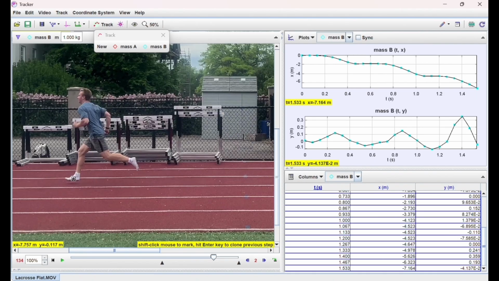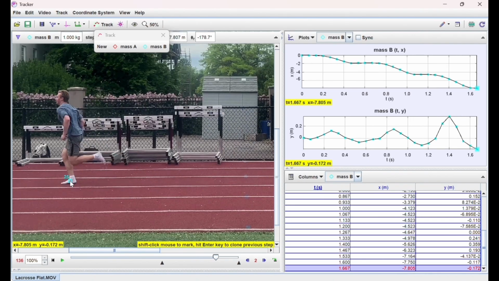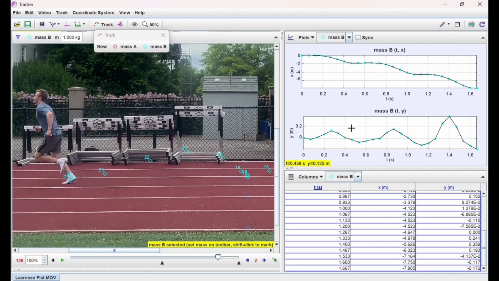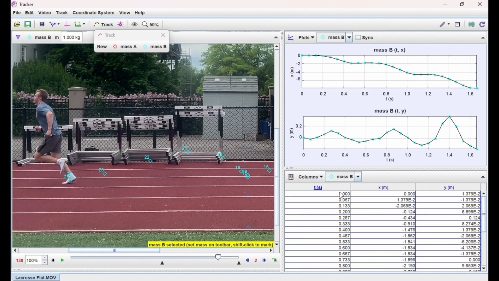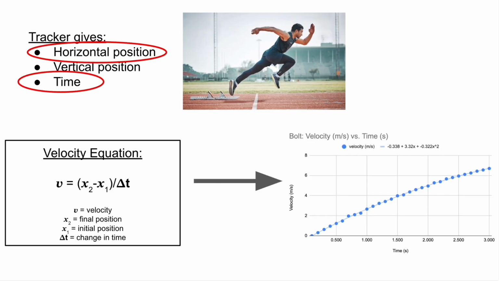And then all of this data can be transferred right into Google Sheets or Excel in order to do all of the calculations. We will now be calculating the acceleration for both translational and angular. So Tracker gives us the horizontal position and the vertical position and the time of the sprinter, but we only need the horizontal position and the time in order to find the velocity. Using these, you can do your change in position over your change in time to get your velocity.